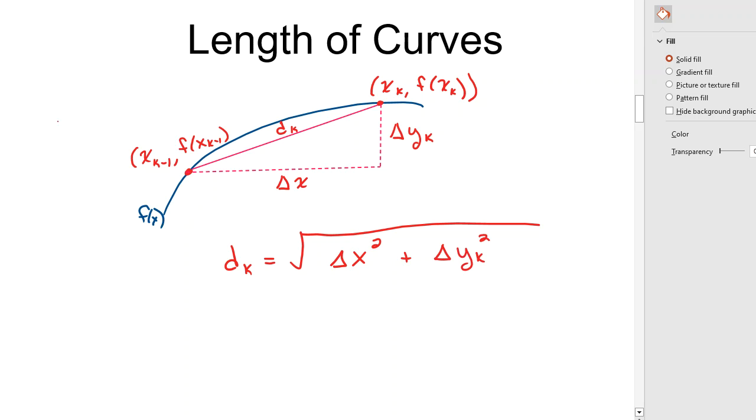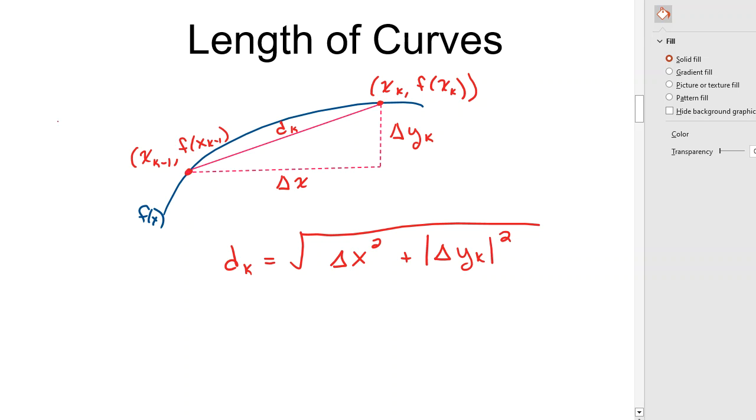Now, a little bit of a thing here. Delta y could come out to be negative if the function was decreasing. So you might see some textbooks put this in an absolute value to make it a positive, but we're going to square it, so it's going to come out to be positive anyway.